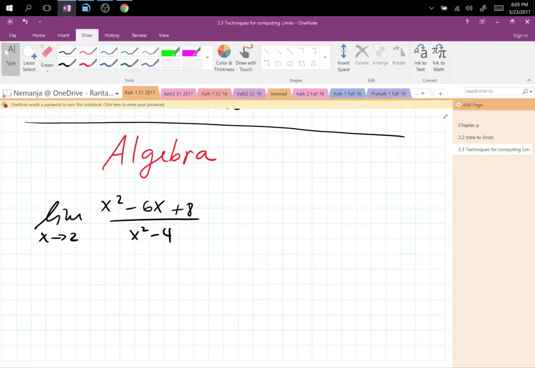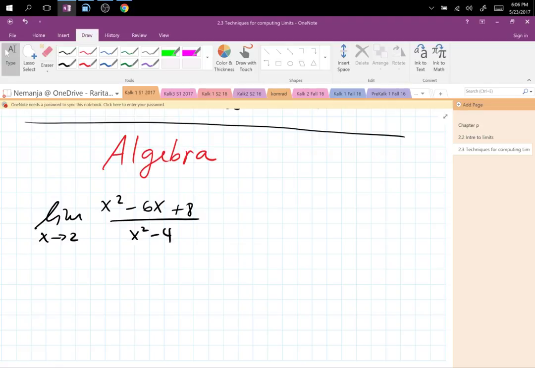All right, so for algebra, we have this situation. Now, immediately what you should do is try to plug in the number. If you get the value, you're good, done. But if you get 0 in the denominator or anything weird happening, then you have to do more work. So what happens if I plug in 2? There will be 0 in the denominator, right? And that's a problem. So now we have to figure out what to do.